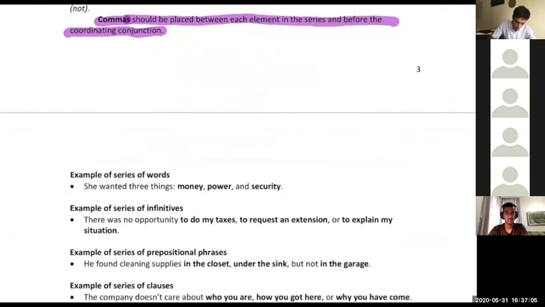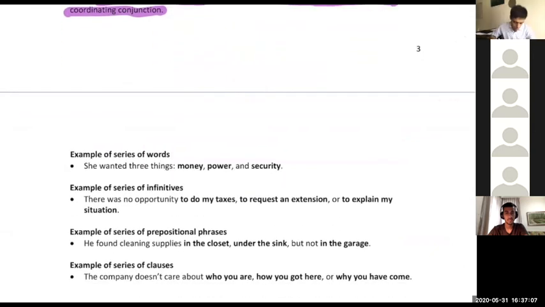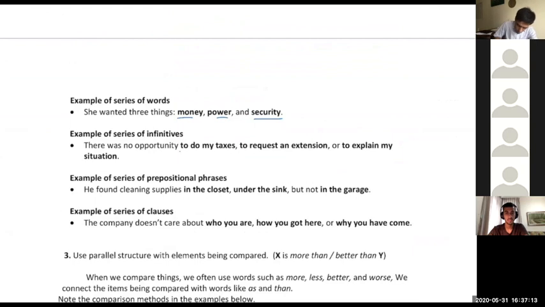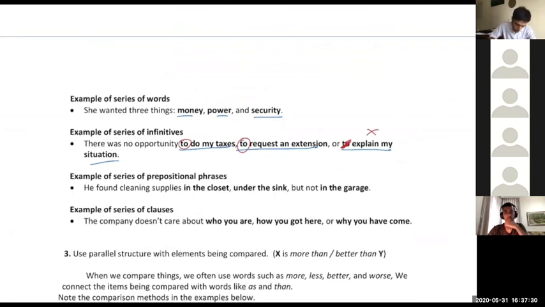So for you guys, I put a lot of good examples for this. So money, power, security. These are parallel lists. There was no opportunity to do my taxes, to request an extension, or to explain my situation. An incorrect one would be to do my taxes, to request an extension, or explain my situation. This would be incorrect if I remove the to, because now it's not following the parallel structure, right?